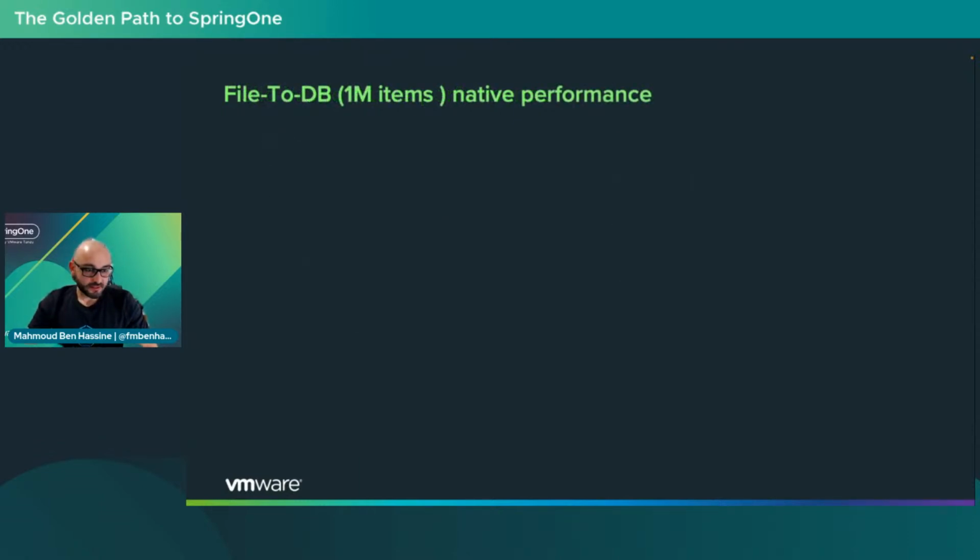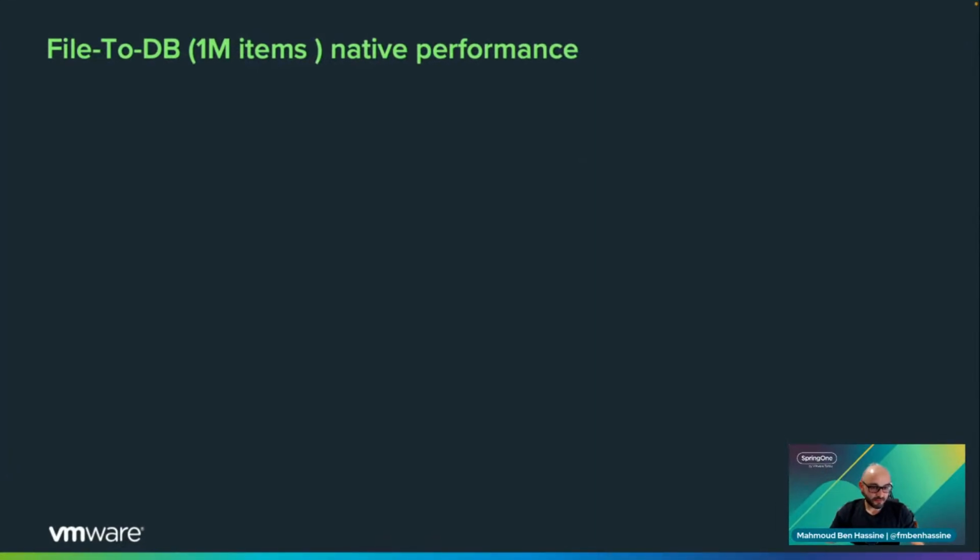The second application is more realistic. It's file to DB. We read data from a file on disk and we ingest it in a relational database. And the input file contains 1 million items. So this is a more realistic one. We have disk I/O, we have CPU, we convert items from strings to objects and so on.